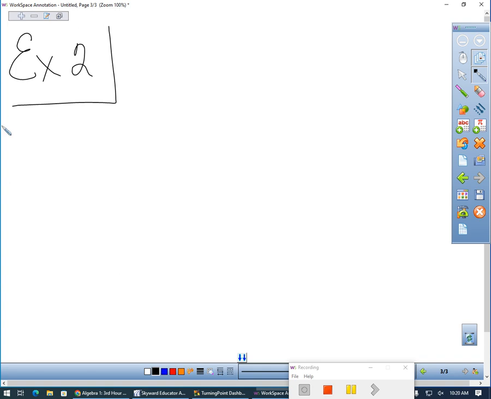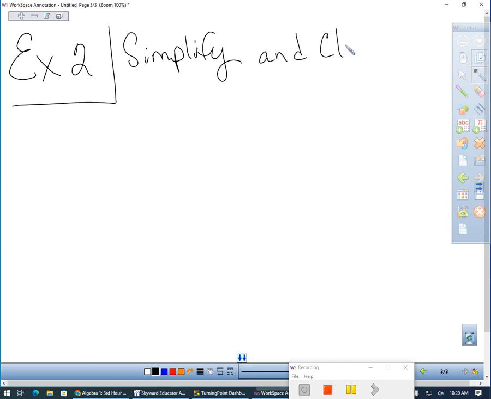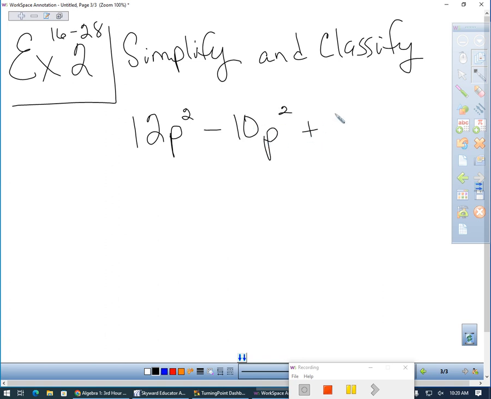All right, example number 2. In the next one, I'm going to ask that you simplify and classify. This is going to be our 16 through 28. So let's say I have, we'll start off with an easy one. How about 12p squared minus 10p squared plus 7p?